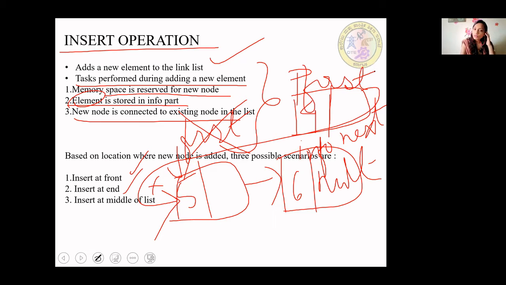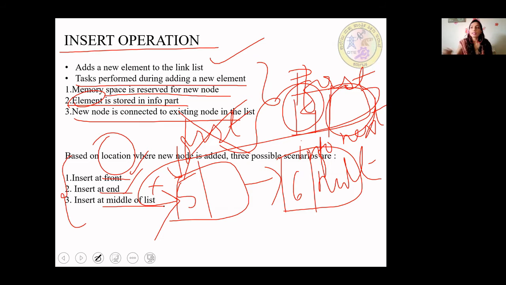So for insertion, we have to see that memory is there. Then we store the element in the info part. Then connect the next part to the existing list. Based on the location where the new node is added, you have 3 types: insert at front, insert at end, insert in the middle of the list. In an array, you could insert one after the other in sequence, whereas here we can insert anywhere, delete anywhere, search anywhere.